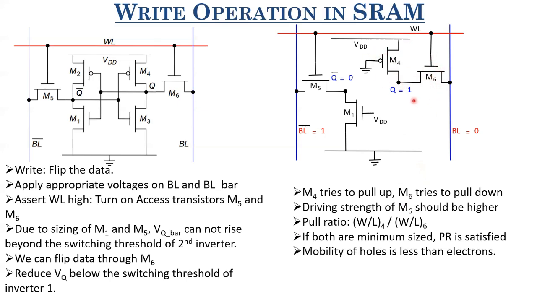And we know that the mobility of holes is lower than that of electrons. Because of the reduced mobility in PMOS, its driving strength is lower, or its on resistance is higher, compared to the on resistance of M6. So the driving strength of M4 is lower than that of M6, even when they are minimum sized, just because M4 is a PMOS and M6 is an NMOS. In typical design of SRAM cells, the cell ratio needs more attention, and the pull ratio is easier to satisfy, even when the transistors M4 and M6 are minimum sized.